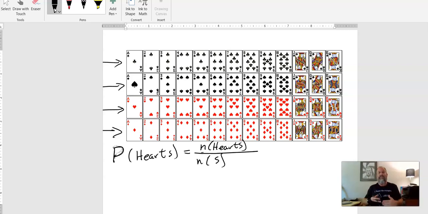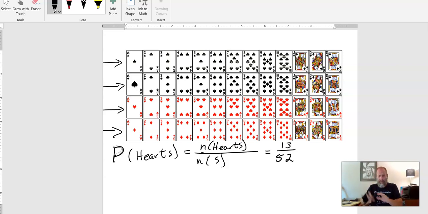Now, the sample space is every way you can draw one card. So if I'm going to draw one card, there are 52 different cards I can draw. So the number of things in the sample space in this case is 52. Now the number of hearts, you can actually just go through and count them. If you count them all the way across, you'll see that there are 13 of them. So the probability of getting hearts if I draw one card is 13 out of 52.